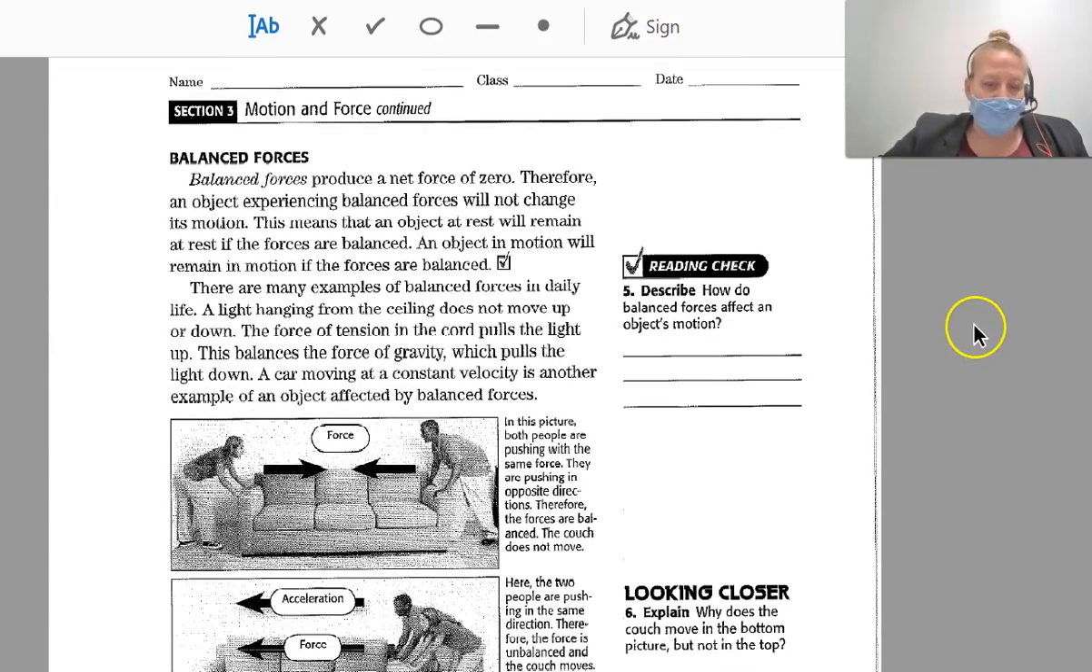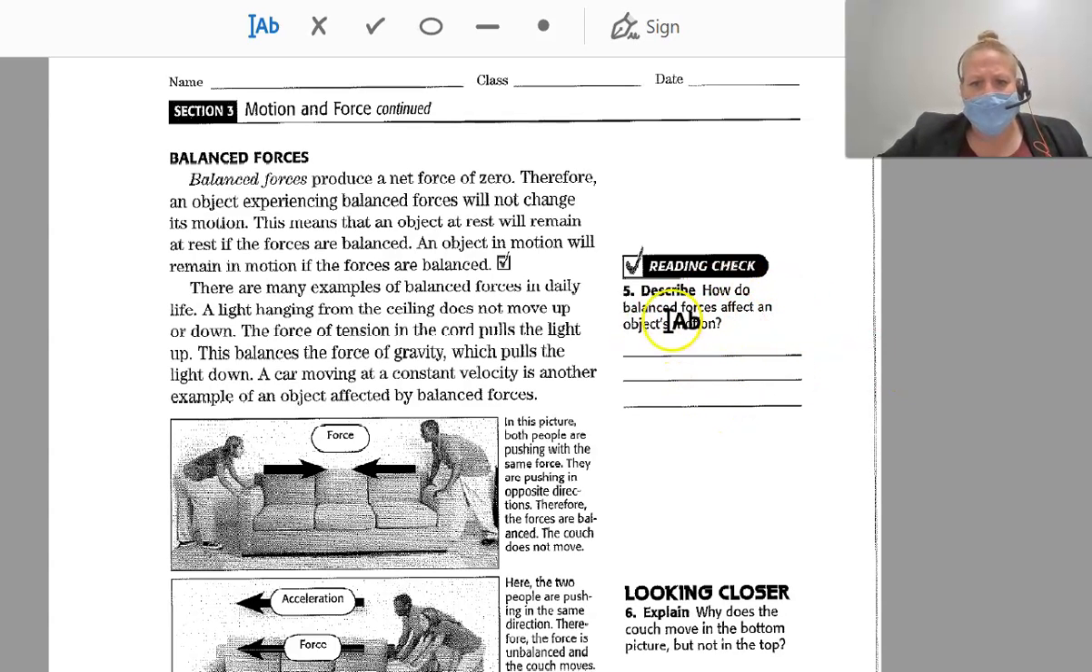Okay, balanced forces. We've talked about some of this in the past. I hope you guys kind of remember. Balanced forces produce a net force of zero. Therefore, an object experiencing balanced forces will not change its motion. This means an object at rest will remain at rest if the forces are balanced. An object in motion will remain in motion if the forces are balanced.